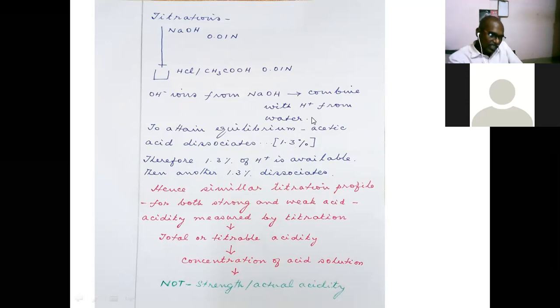So when the H plus ions from the water are consumed, then another 1.3% of the acetic acid gets dissociated and increases the H plus ion concentration, and hence the equilibrium is maintained. Then when the reaction is complete for the supply of NaOH from the burette, then one more 1.3% of the acetic acid gets dissociated and the H plus ions maintain the equilibrium.